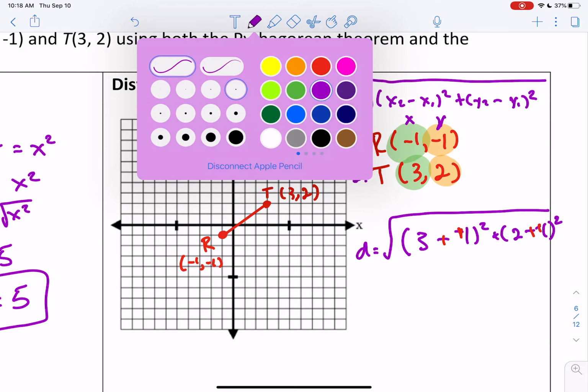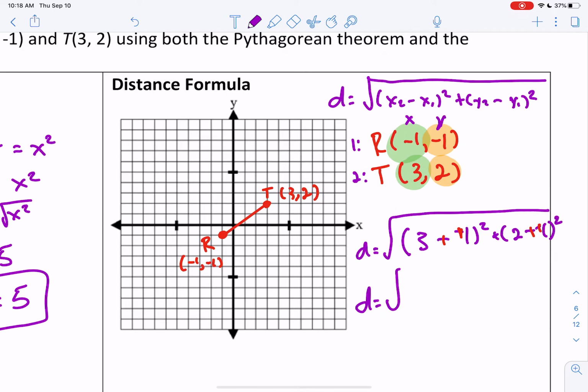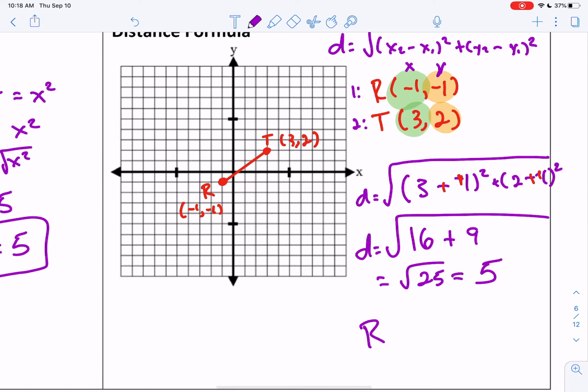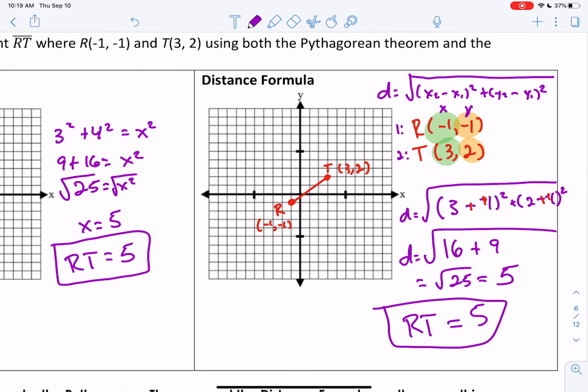All right, next step is going to be, we're going to do some simplifying. All right, so right here I've got 3 plus 1. 3 plus 1 is going to be 4. 4 squared is going to be 16. All right, right here I've got 2 plus 1. 2 plus 1 is 3. 3 squared is going to be 9. 16 and 9 is going to make 25, and we know the square root of 25 is going to be 5. So again, I get RT, which is my segment. Remember, don't put a line on top of it, just the R and the T equals 5, and that is the exact same thing we got on the opposite side of the page.